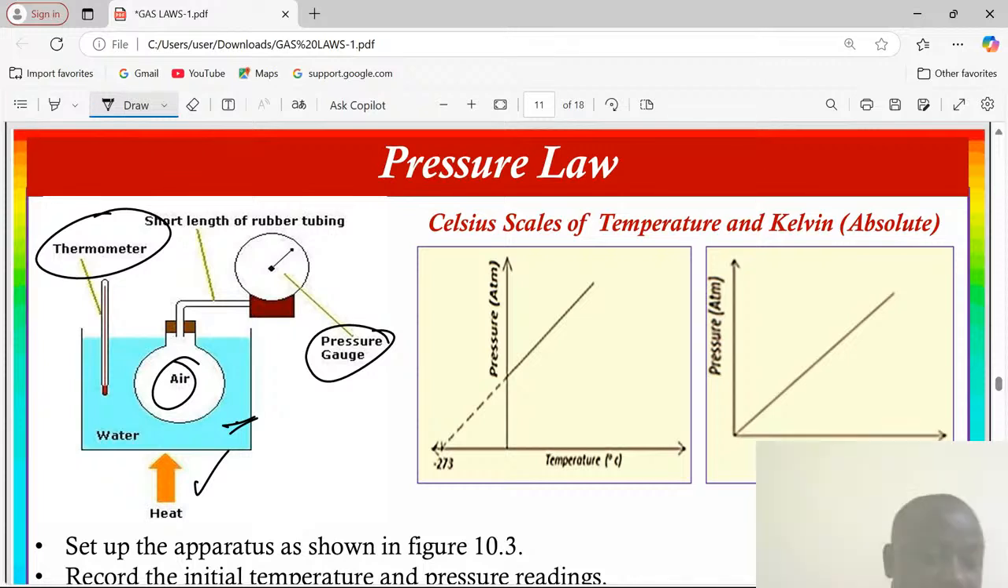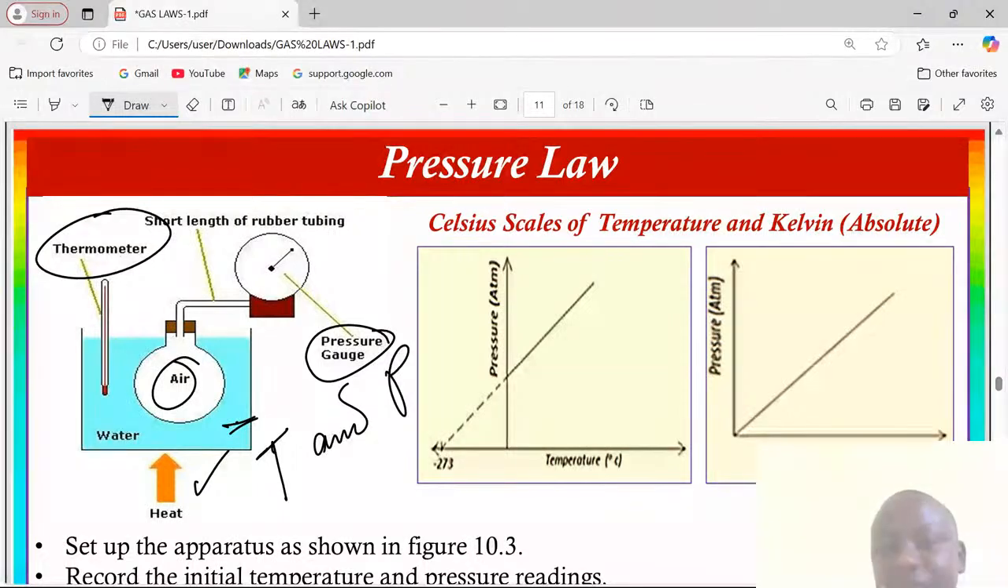So now when the air is heated, we'll be able to note whether there is a change in temperature and also a variation in the pressure as recorded by the Bourdon gauge. So we use the thermometer to know the variation in temperature, and we check the corresponding variation in pressure using the pressure gauge. Therefore, the pressure law compares absolute temperature and the pressure of a gas.